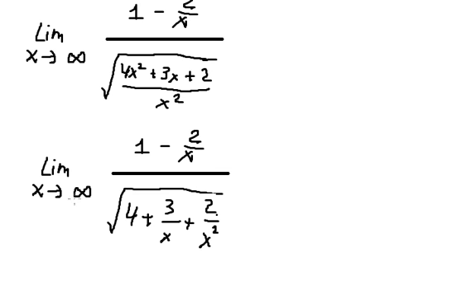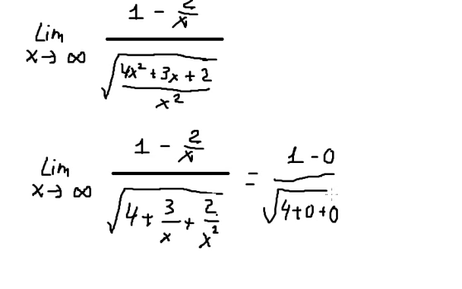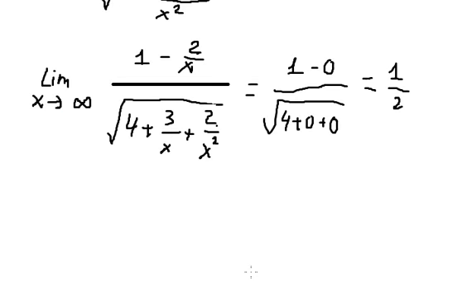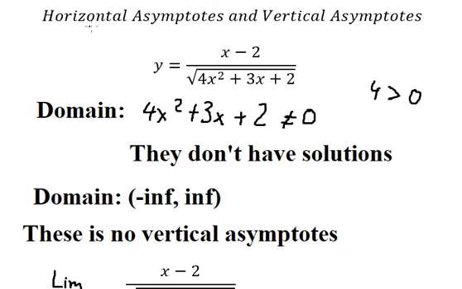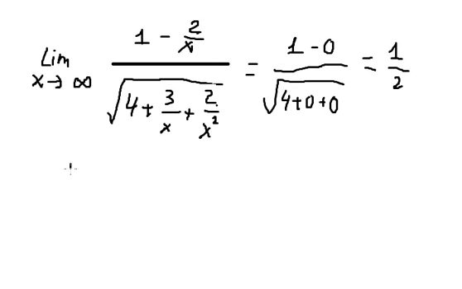Now when x approaches positive infinity, this one will go to positive infinity. Number 2 divided by positive infinity, you get 0. Similar for this one and this one. So we can simplify it like this. So this one we have 1 over 2. So we have one horizontal asymptote. That is y equals 1 over 2.